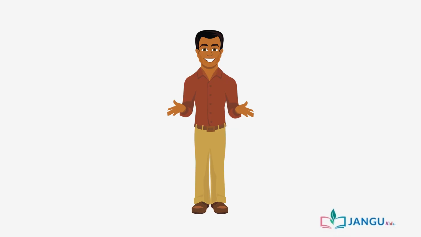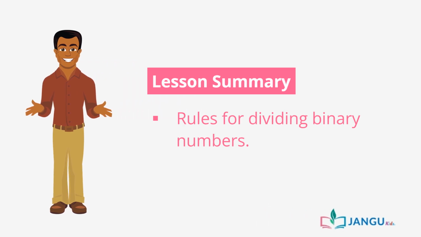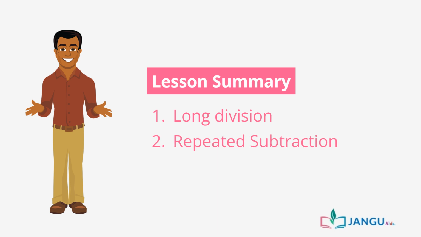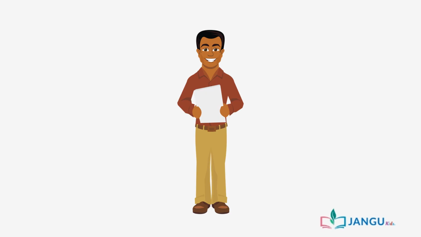Great job, everybody! We have now come to the end of our lesson. Today we learned about the rules of dividing binary numbers. We also learned that there are 2 ways of carrying out division in the binary system, which are long division and repeated subtraction. We also have solved some examples of binary division using the long division method. See you in the next lesson.